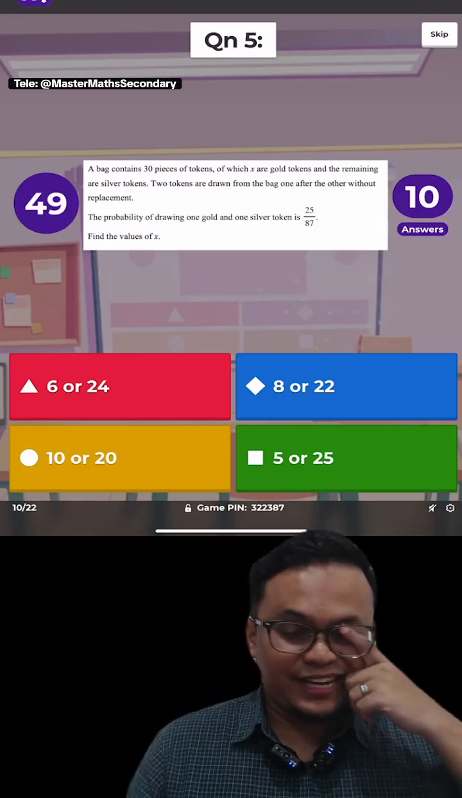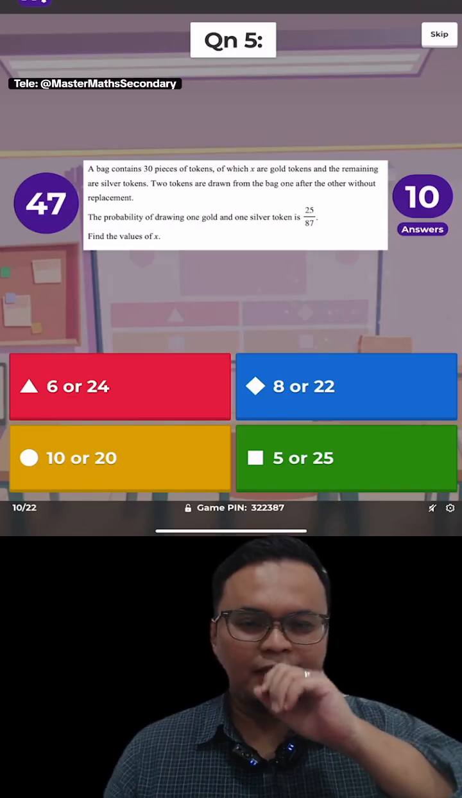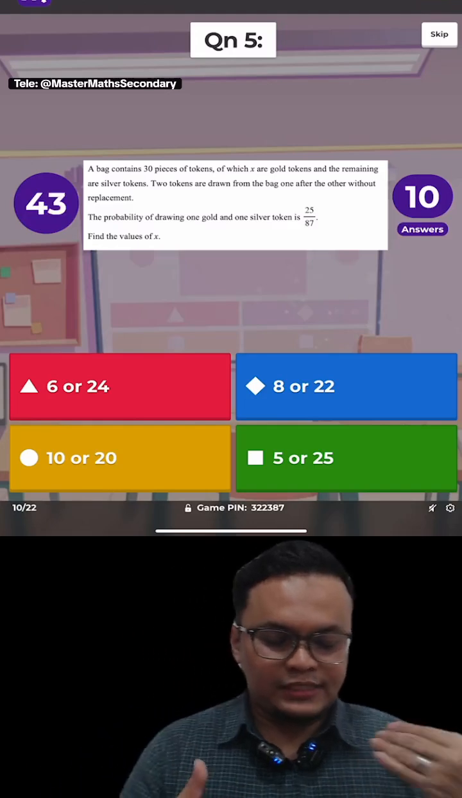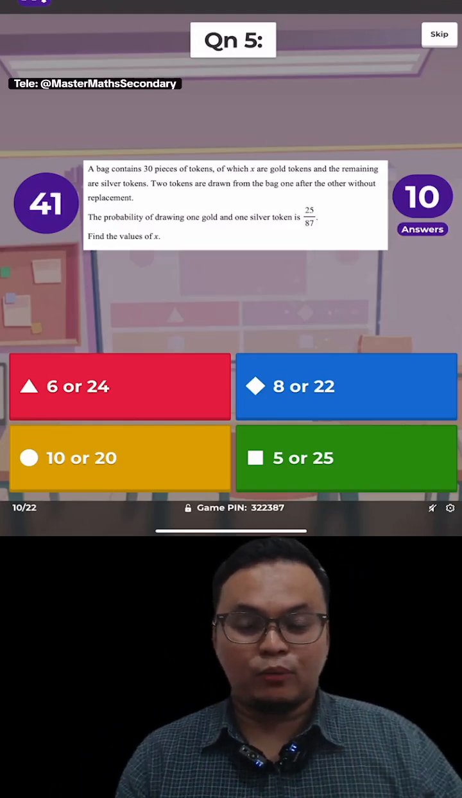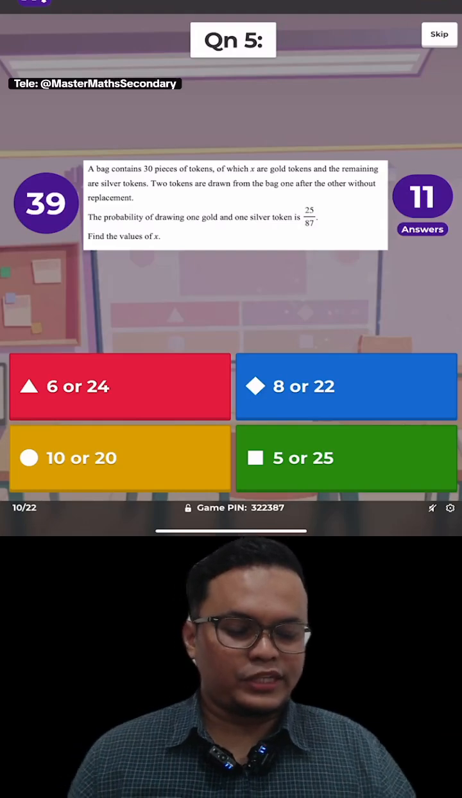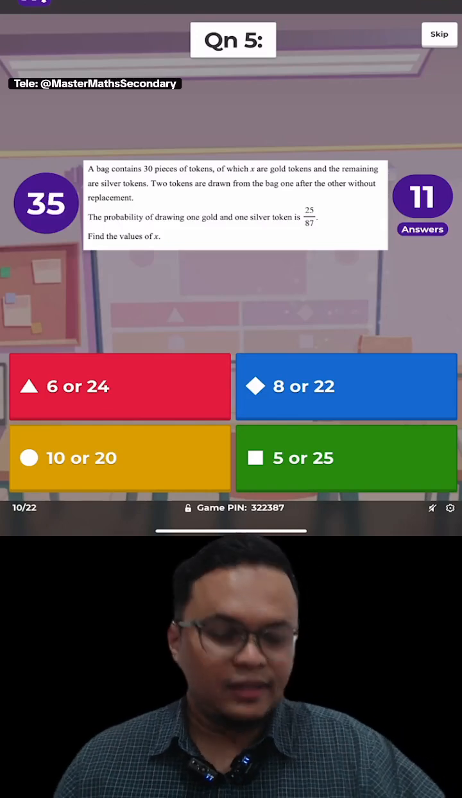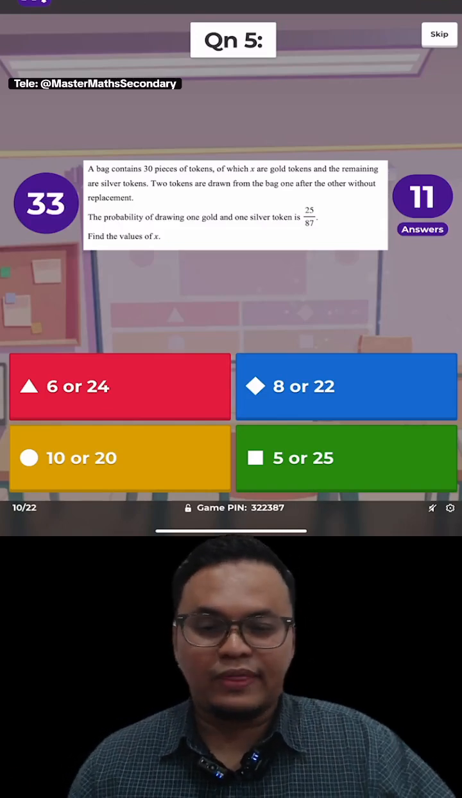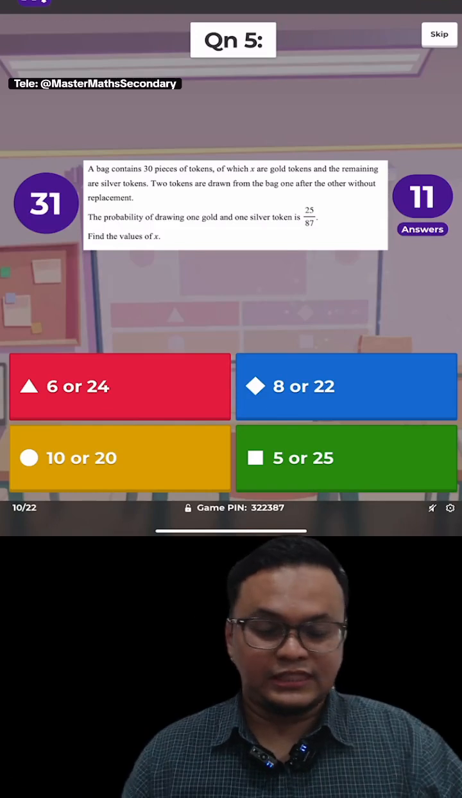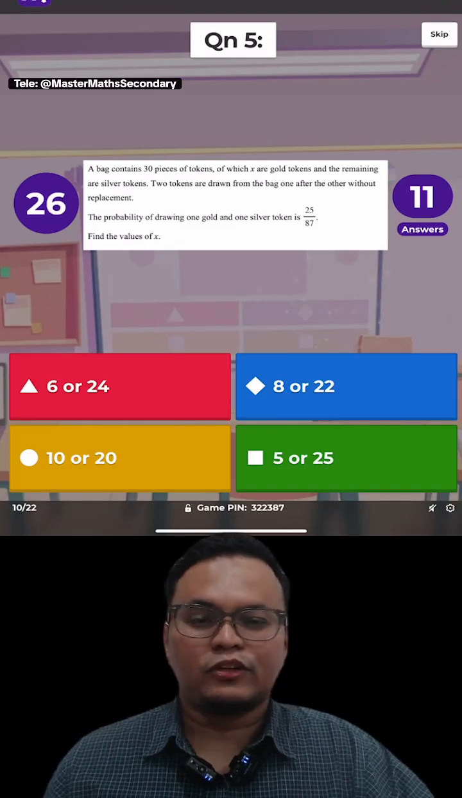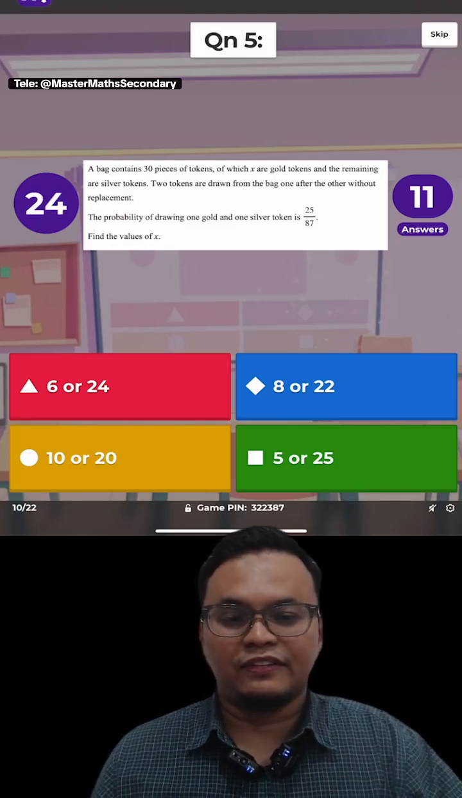50 seconds to go. When you're doing this question, guys, always remember that you have to consider that there may be more than one case here. The question only states 1 gold and 1 silver. They didn't specify whether the gold needs to be first or the silver needs to be first. So do take note of this and consider cases if it's necessary.